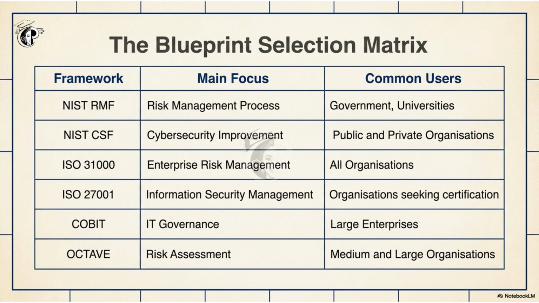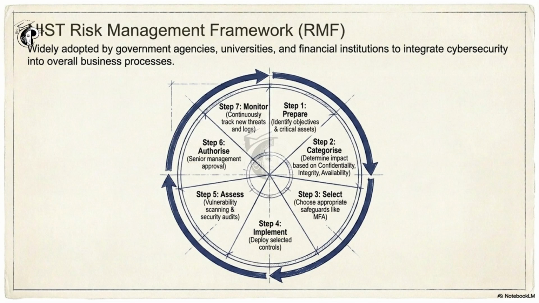Know that the NIST is something that is widely adopted by government agencies, universities, and other financial institutions to be able to implement or integrate cybersecurity into their overall business processes. And there are steps here. The first one is to prepare, the second is to categorize, the third is to select, the fourth is to implement, the fifth is to assess, the sixth is to authorize, and the seventh step there is to monitor.